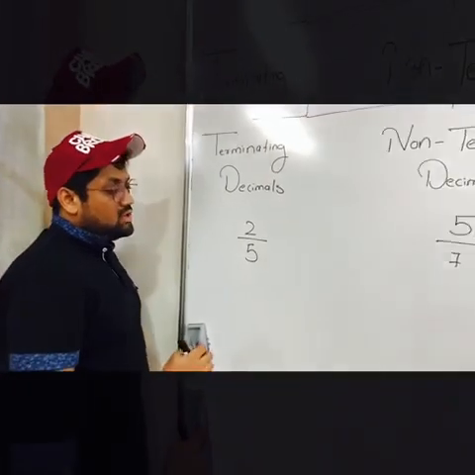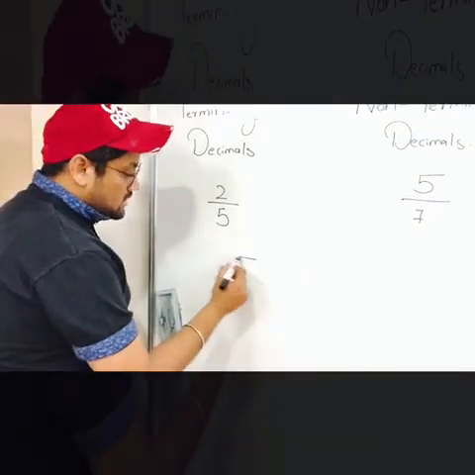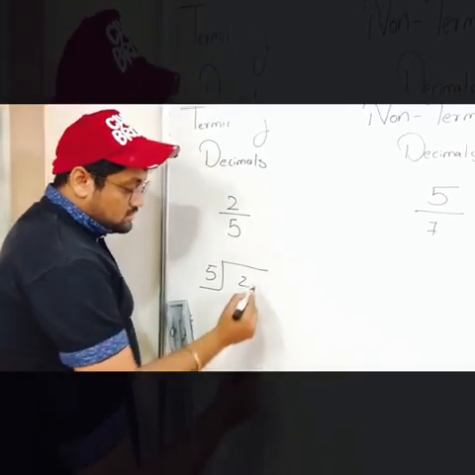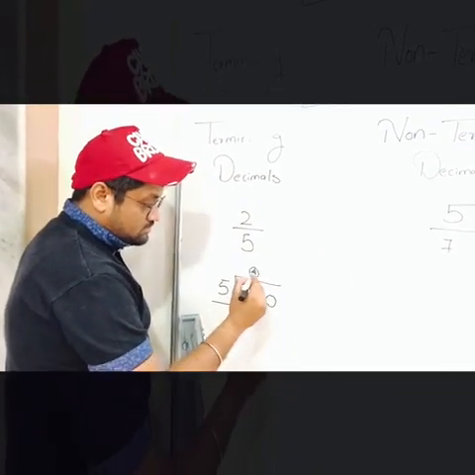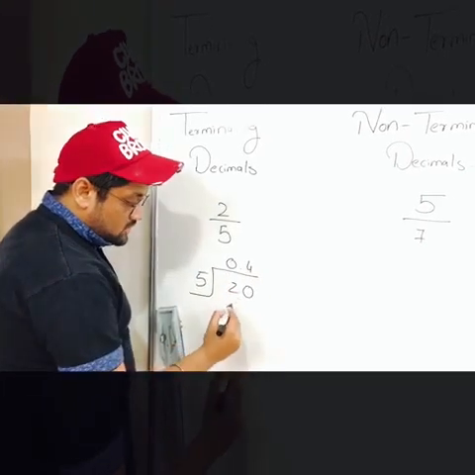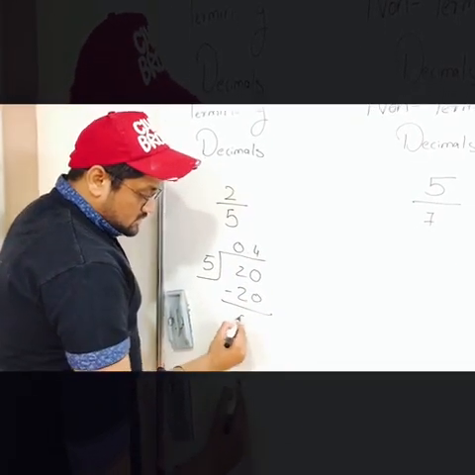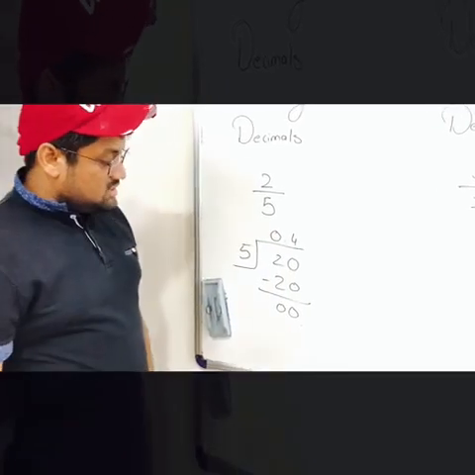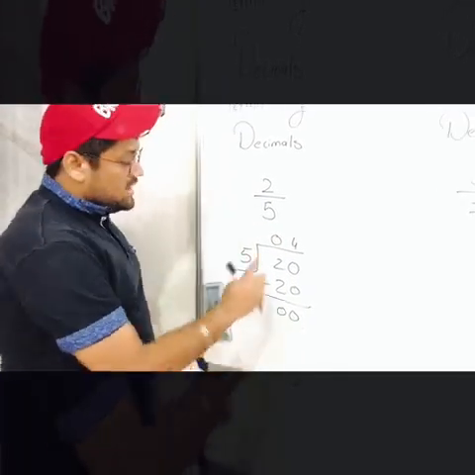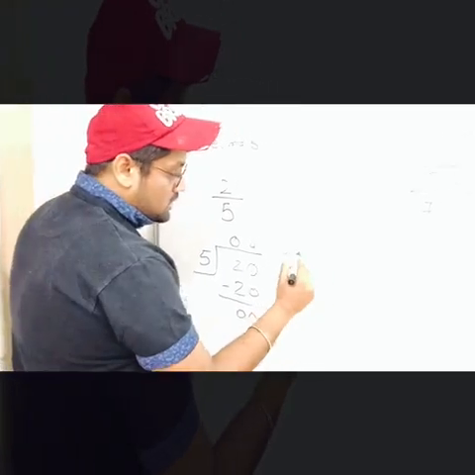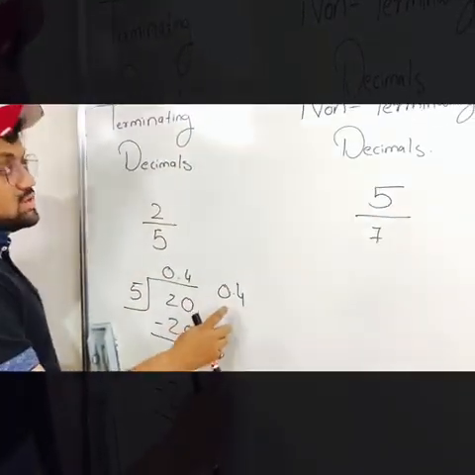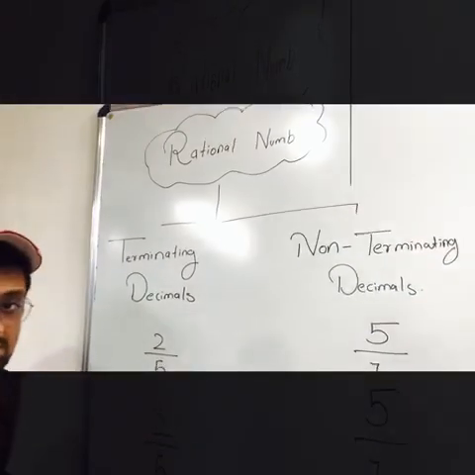Here I have written 2 upon 5. Let us divide it. Five fours are 20. See, the remainder comes to 0 and our sum is over. That means 0.4 is known as a terminating decimal, and it is also known as a rational number.